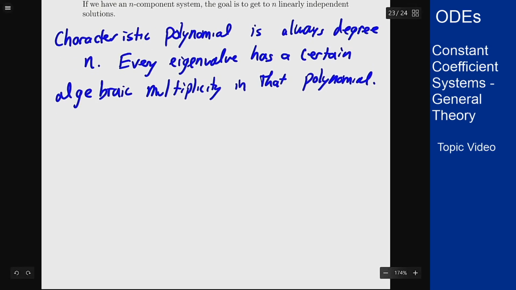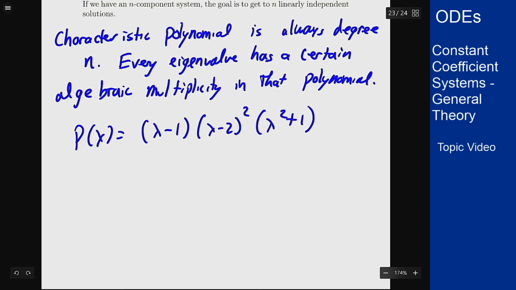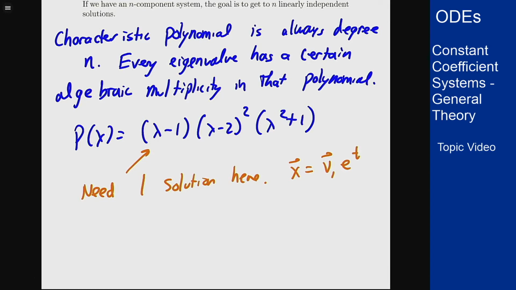So for instance, if I have something like my polynomial here being (lambda minus 1)(lambda minus 2) squared (lambda squared plus 1), I want to get to 5 solutions here. This is a degree 5 polynomial, but it's all factored. I can see what happens. I need to get one solution from lambda equals 1. This one's pretty easy because this is a single multiplicity 1 eigenvalue. There's going to be an eigenvector, and I can use that to build my solution of the form v, for that eigenvector, for eigenvalue 1, e to the t. The eigenvector is going to exist because it's a 0 of this polynomial, and we can work it out that way.